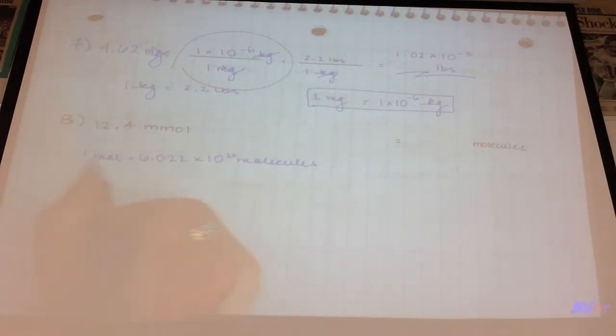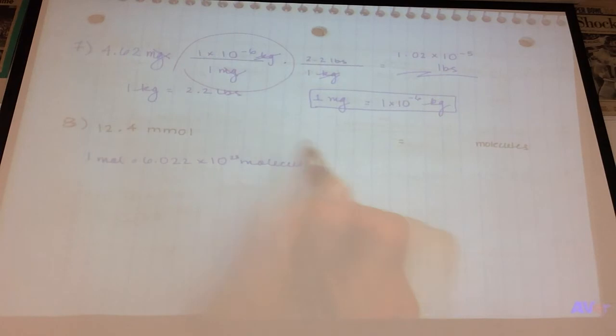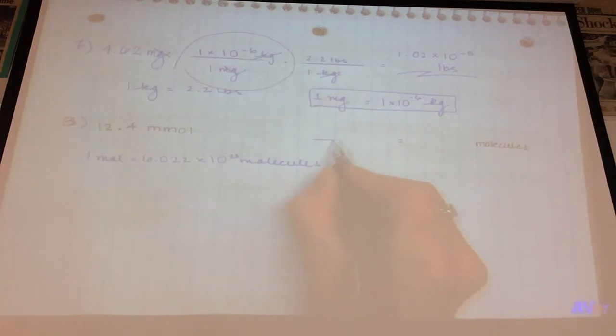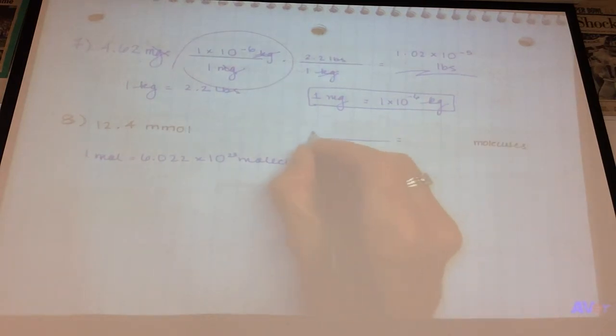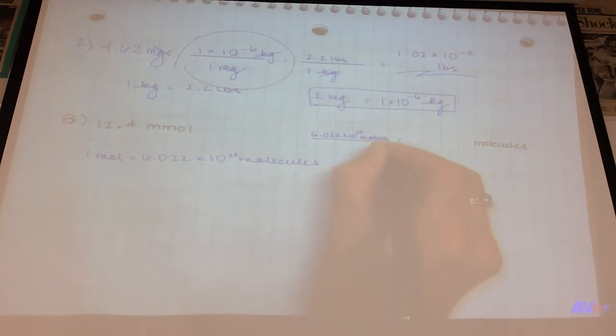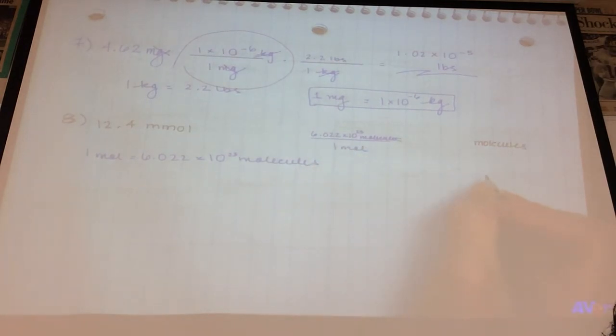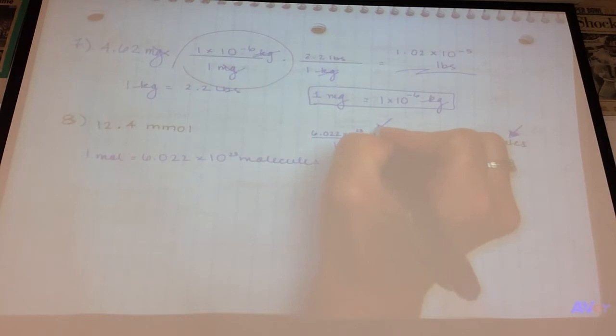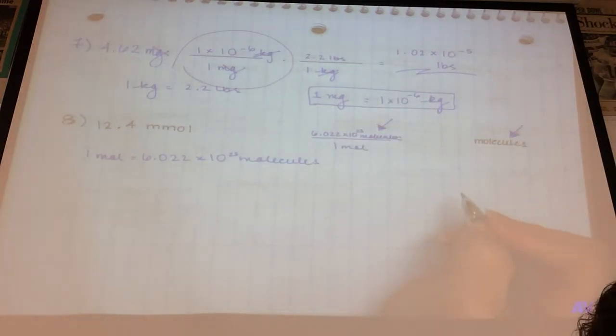Is that conversion going to be used in the beginning or the end? The end. And why does the 6.022 times 10 to the 23rd molecules have to go on top? What unit do you want at the end? Molecules. Hence, the last unit in the last numerator has to be on top.